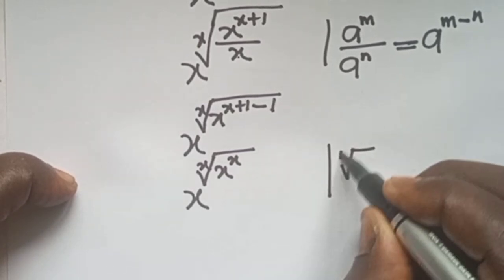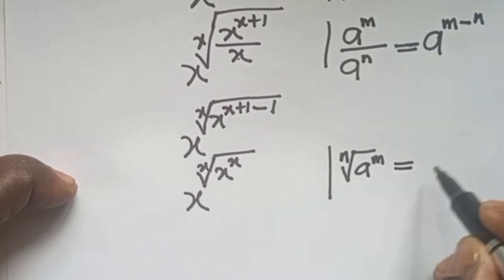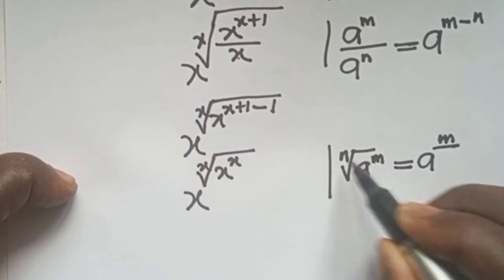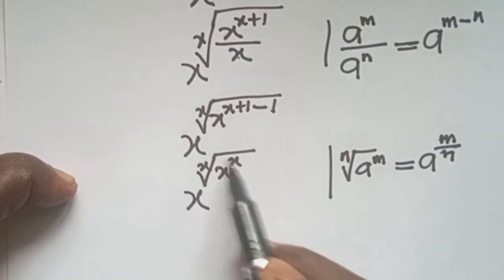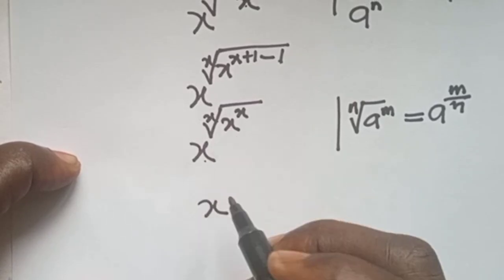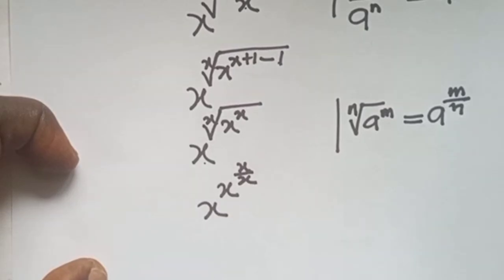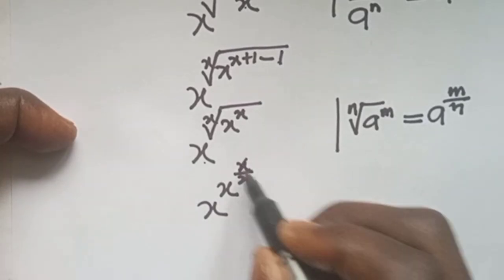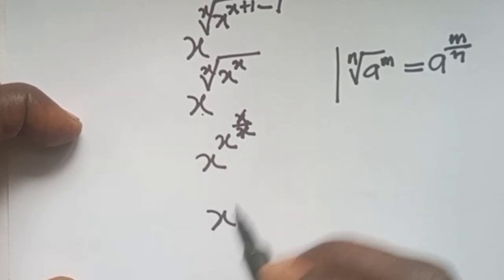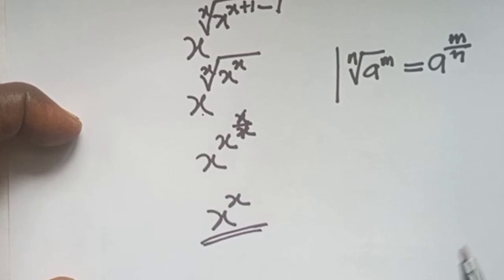Again, nth root of a to the power of m is equivalent to a to the power of m over n. So we're going to apply this here, and the next line becomes x to the power of x to the power of x over x. Here x over x will cancel out. What is left is x to the power of x. And this is our final value.